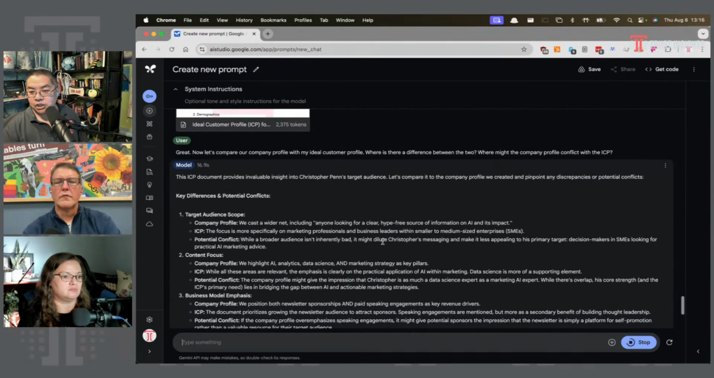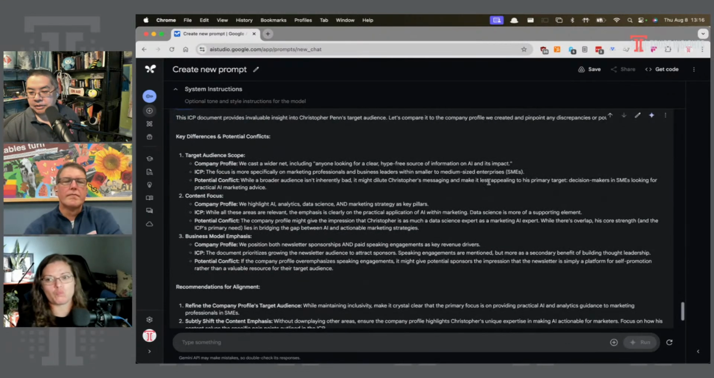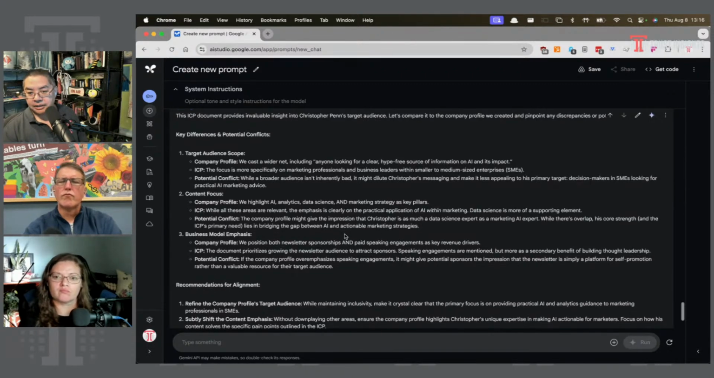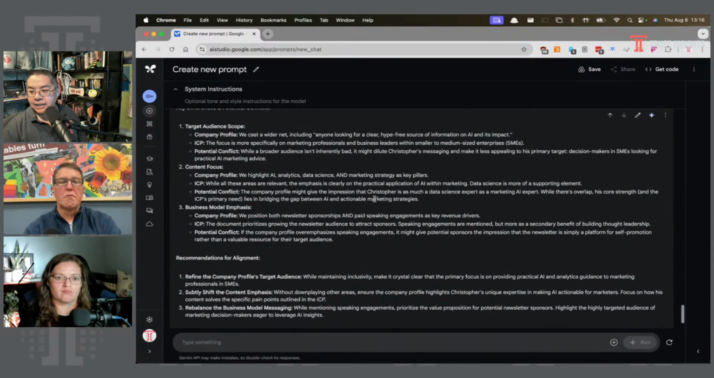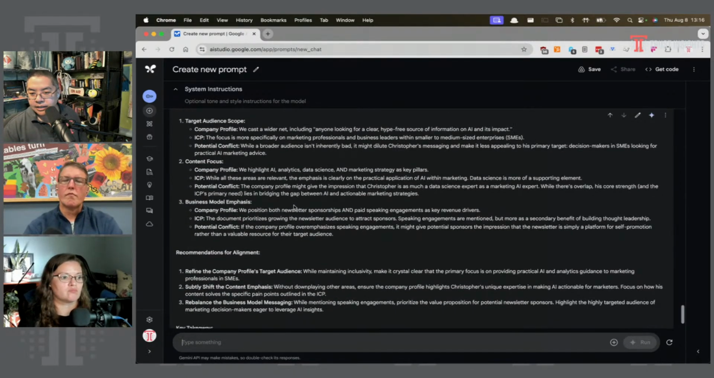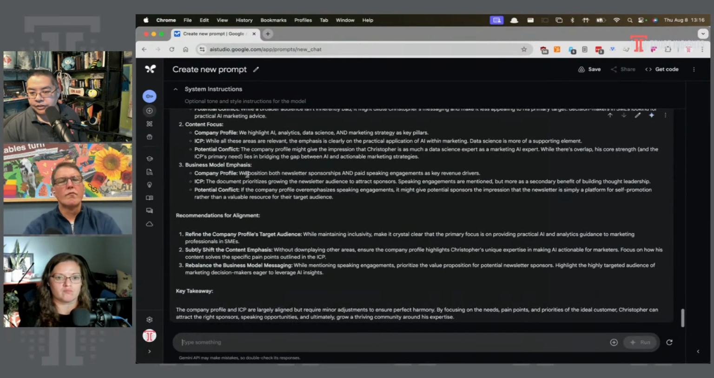So if I just try and write a newsletter for everyone, it dilutes my messaging, which makes it less appealing to the primary target decision makers and SMEs looking for practical marketing AI advice. Company profile, ICP, practical application of AI within marketing. Data science is more of a supporting element. Here's the conflict. The business model emphasis, newsletter sponsorships, and company speaking engagements. The ICP prioritizes growing the newsletter to attract sponsors.